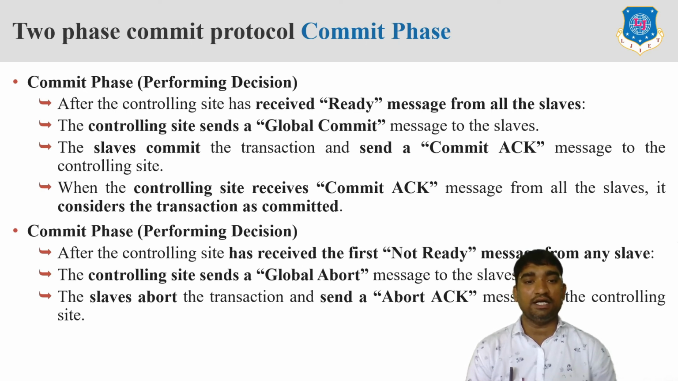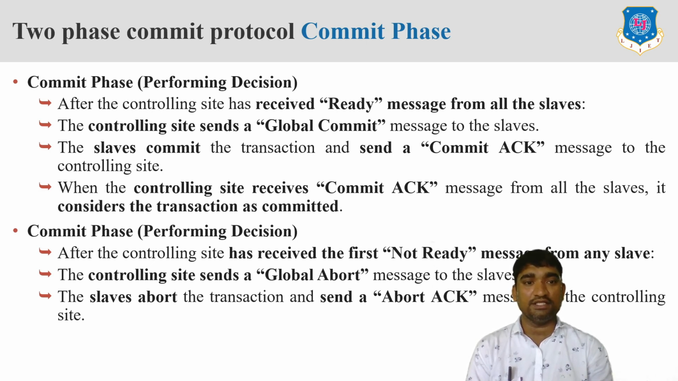So here you can see a transaction occurs either 0% or 100%. If any of the participants sends an abort message, then the whole transaction will be aborted, and a global abort message will be sent to the slaves by the controlling site. But if all of the participants are ready to commit and have completed the work, then the commit ACK message, a positive acknowledgement, is sent and the transaction is considered committed.